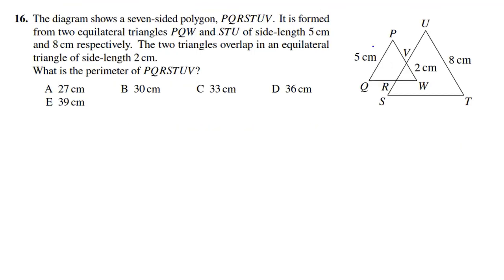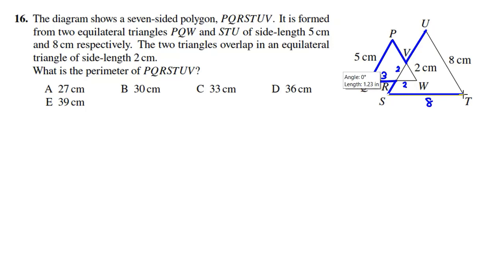So let's solve. This length is 5. This length, because it is 2, 5 minus 2, this part is 3. This side we don't know, but we know it is 2. This side is 8. This side we don't know, but we know the sum of these two sides. Look, UV, let me show in blue. Look, this side plus this side. We know that the sum is 8 minus 2, and we want to know the sum of them.